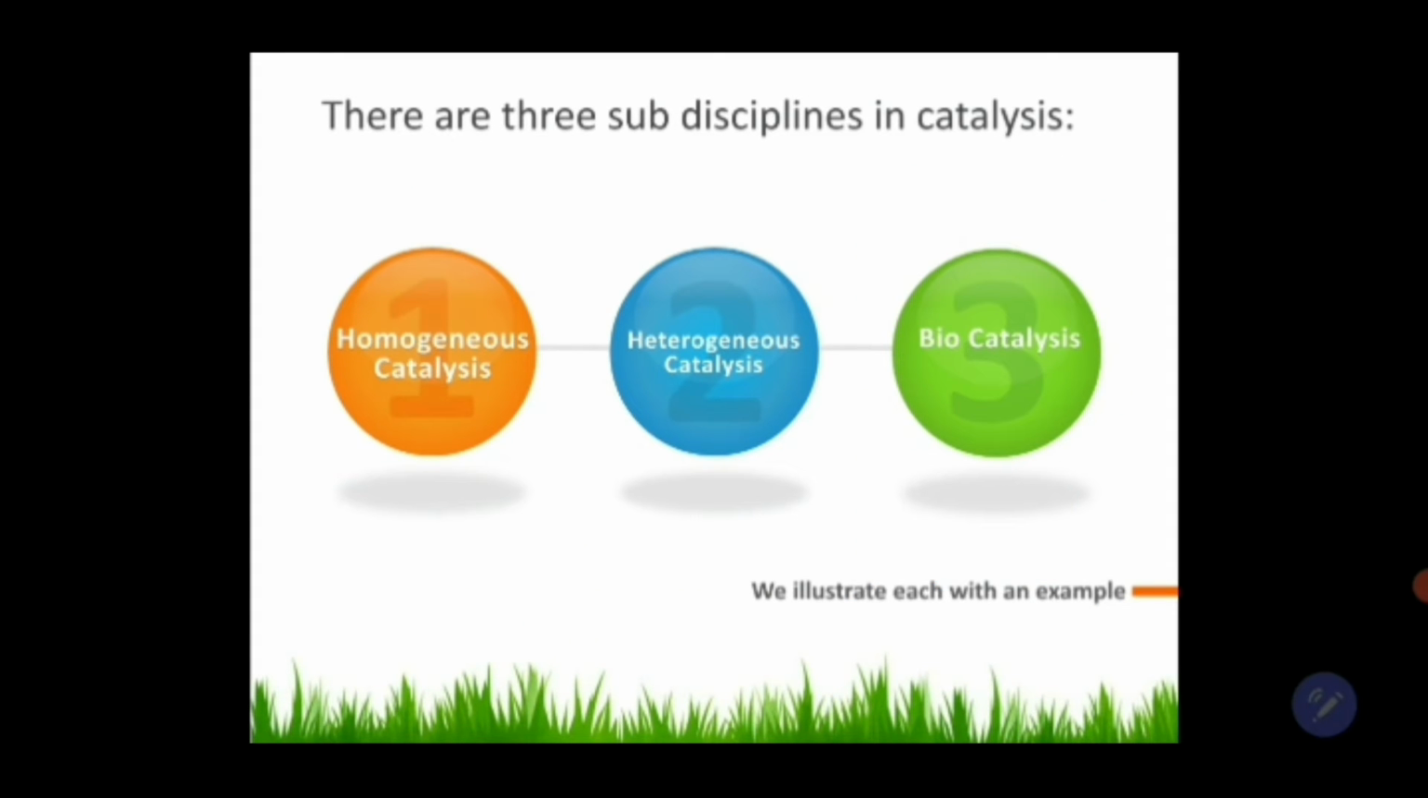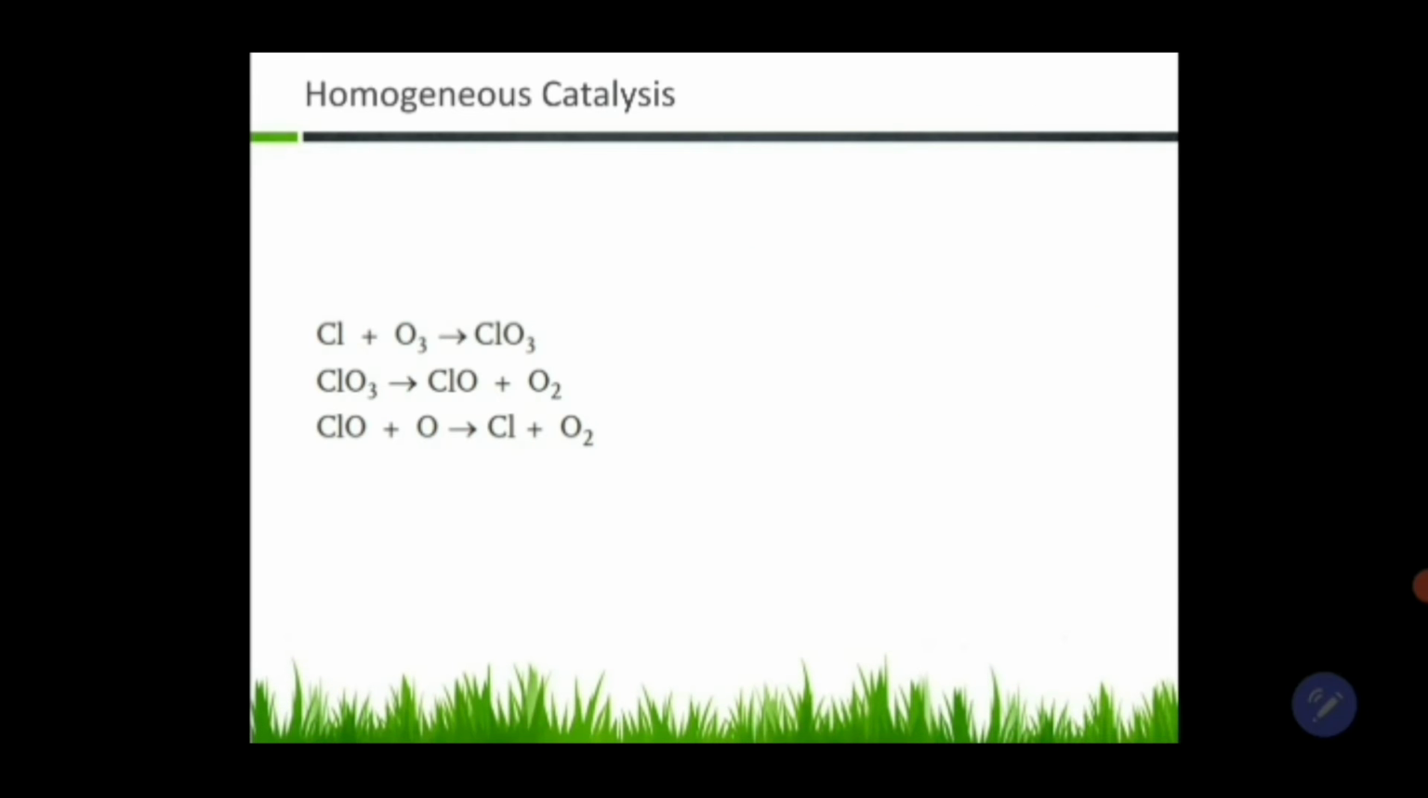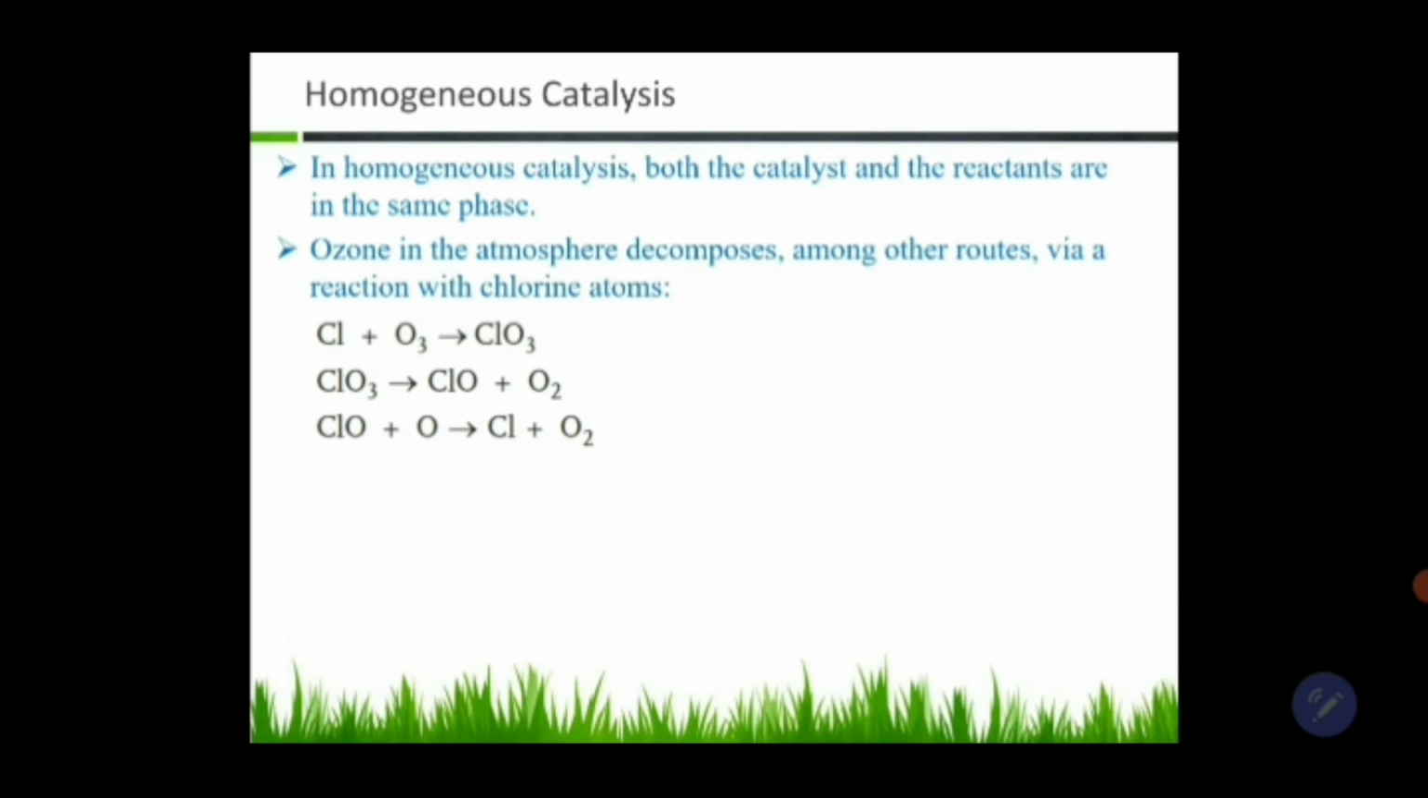There are three sub-disciplines of catalysis: homogeneous catalysis, heterogeneous catalysis, and biocatalysis. Actually, biocatalysis is more or less homogeneous catalysis only. We'll illustrate each with an example. In homogeneous catalysis, both the catalyst and the reactants are in the same phase. Ozone in the atmosphere decomposes, among other routes, by a reaction with the chlorine atom. So Cl plus O3 gives ClO3. ClO3 reacts to give ClO and O2, and this ClO again reacts with another oxygen to give Cl plus O2.